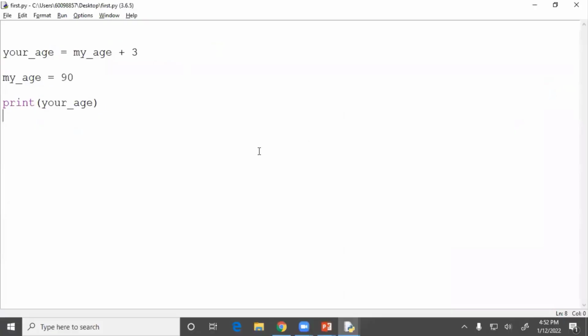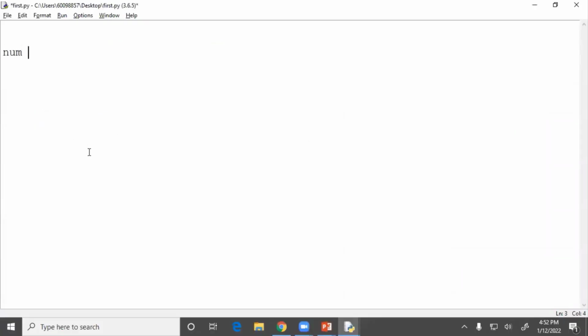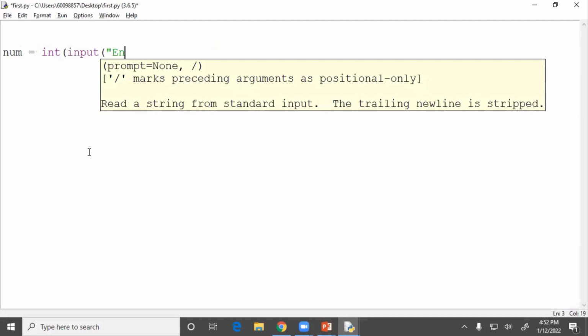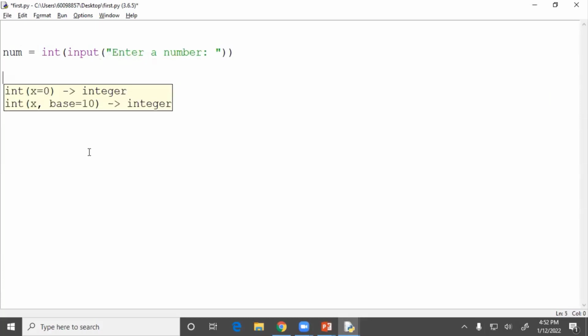We go here. And what do I need? First of all, number is equal to what? I want an input. It's going to be an integer input. Do you remember this? And what we're going to say: enter a number. And when I receive this number, what do I want to do with this number? I want to square it.